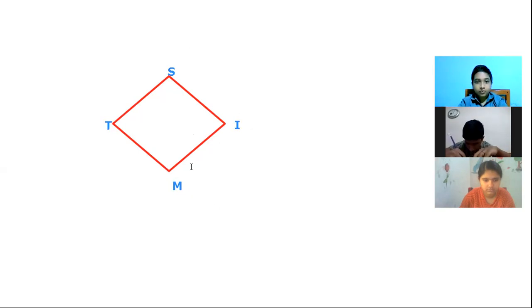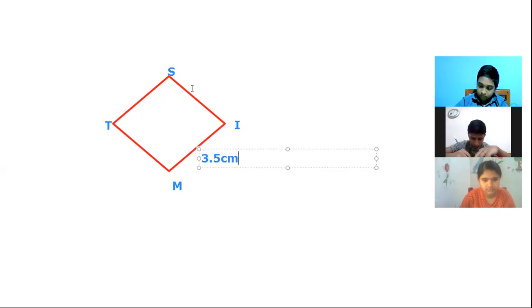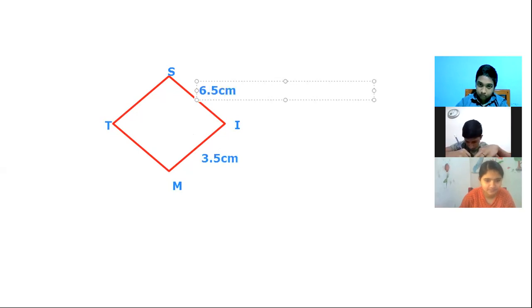What is the length of MI? The length of MI is equal to 3.5 centimeter. And what is the length of IS? It's equal to 6.5 centimeter. We have been given the two adjacent sides MI and IS. The length of MI is equal to 3.5 centimeter and the length of IS is equal to 6.5 centimeter.